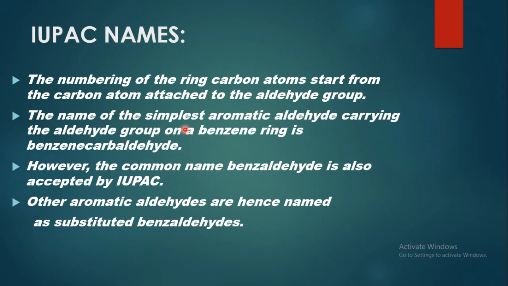The name of the simplest aromatic aldehyde, carrying an aldehyde group on a benzene ring, is basically benzene carbaldehyde. If any aromatic ring, aromatic meaning a benzene ring, has an aldehyde group attached, meaning the simplest aromatic aldehyde, what will its name be? Benzene carbaldehyde. Okay, but however the common name benzaldehyde is also accepted by IUPAC.